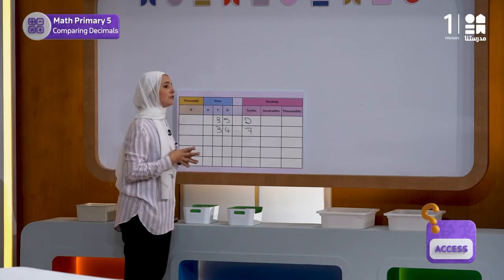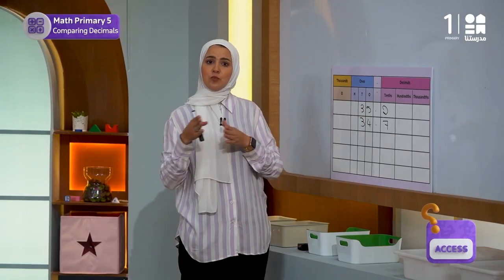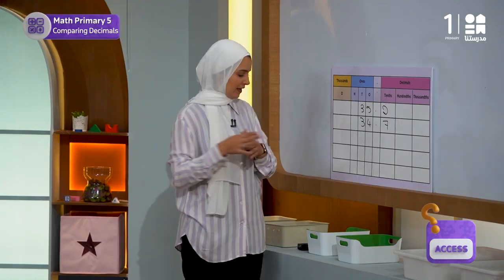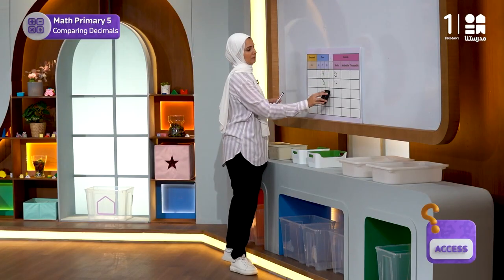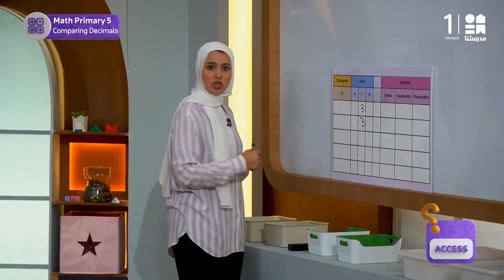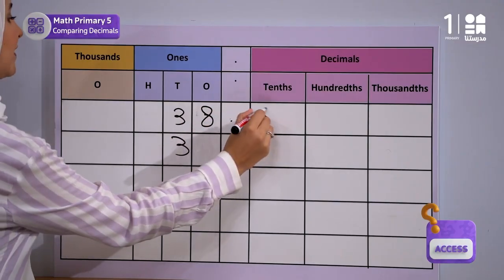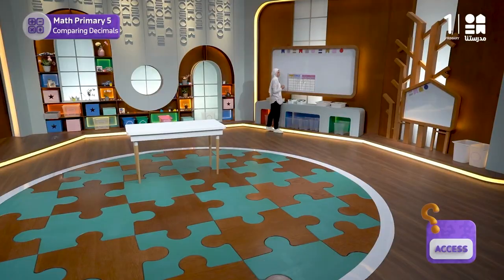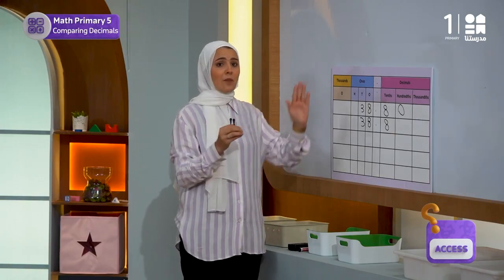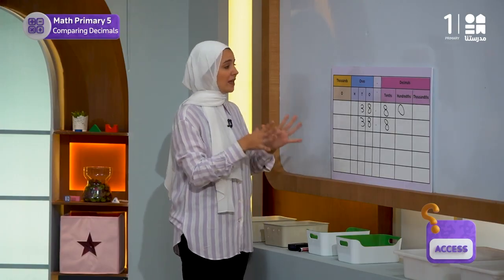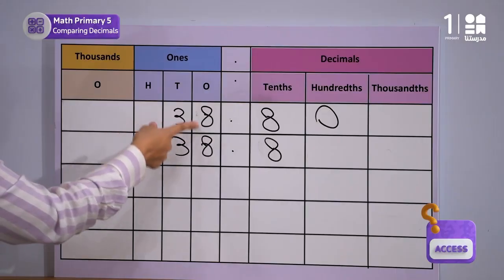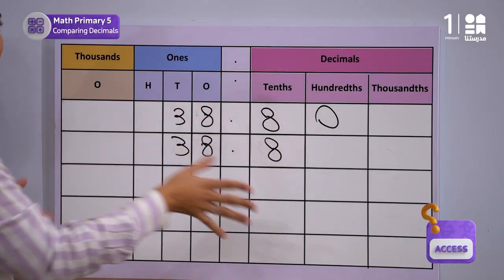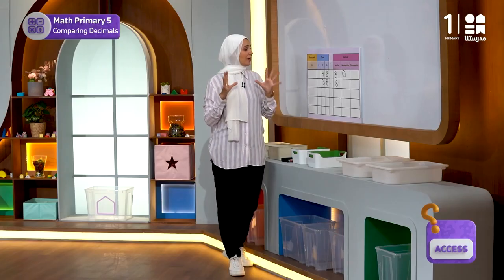Now in problem 5, the numbers are 38.80 and 38.8. Let's write them down. So we have 38.80 and 38.8. We are going to check when we compare whether the digits from left to right are in the right place in the place value chart. Let's check. We have 38.80, 38.8. They have the same value.